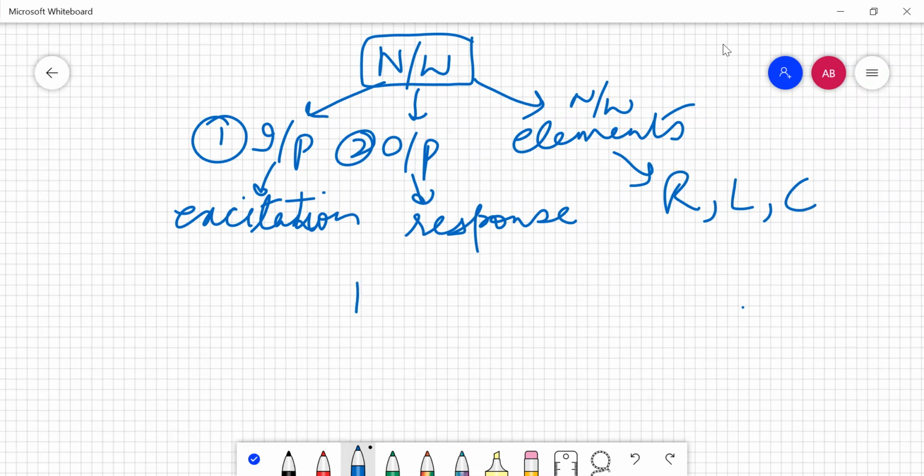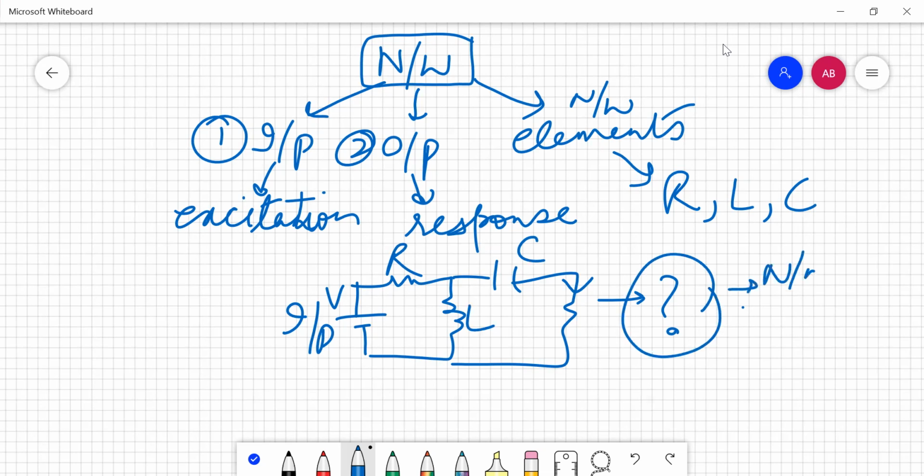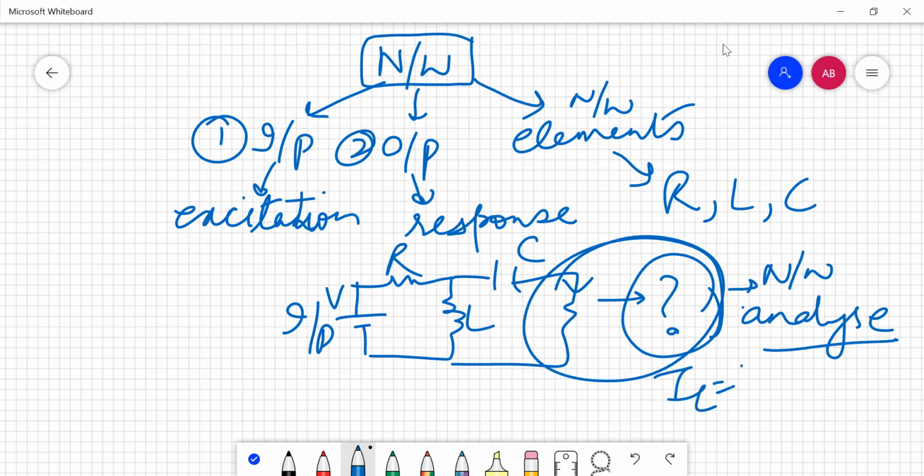So basically, when we talk about any network, these are our network elements given, this is the response that is to be calculated, and this is the input, that is the excitation, let's say we are giving it as 100 volts, 2 volts, whatever it is. These are the elements that we have provided. So calculating the response is called network analysis. We analyze the network to know what is the value of this output response IL.